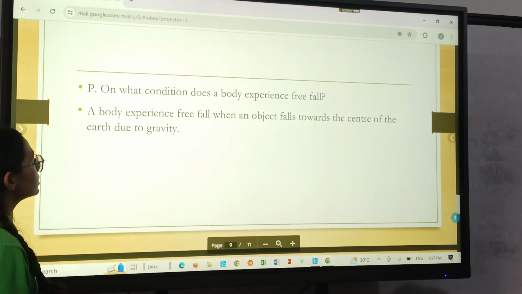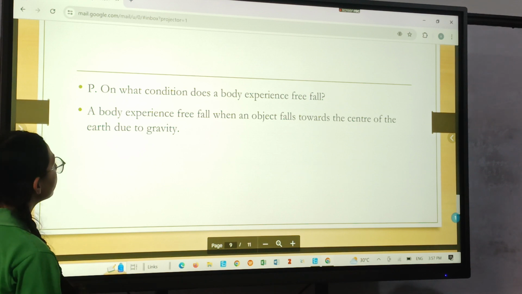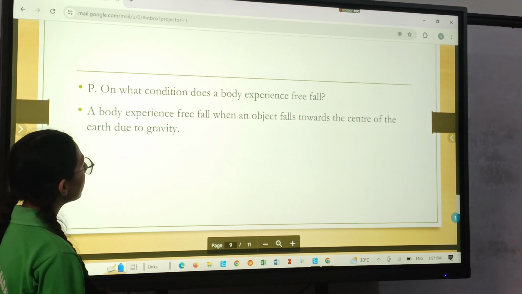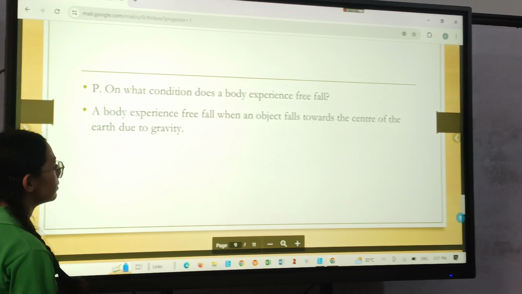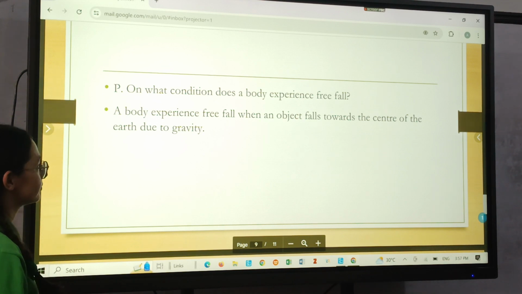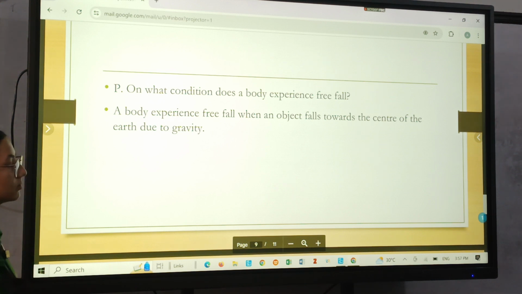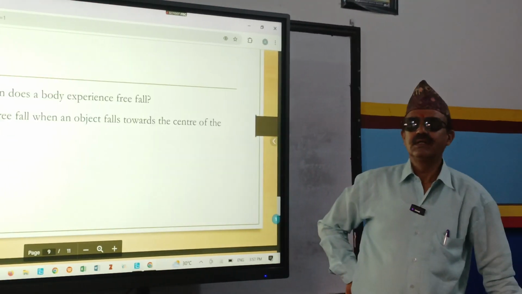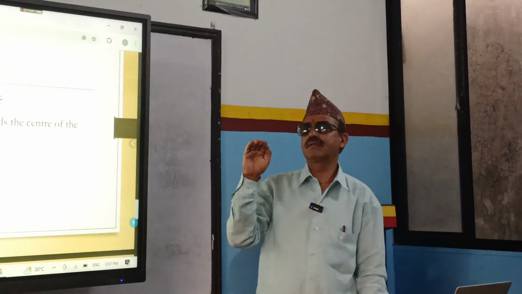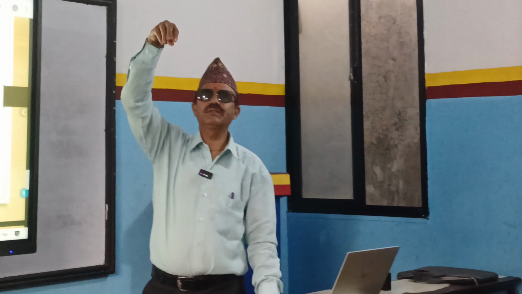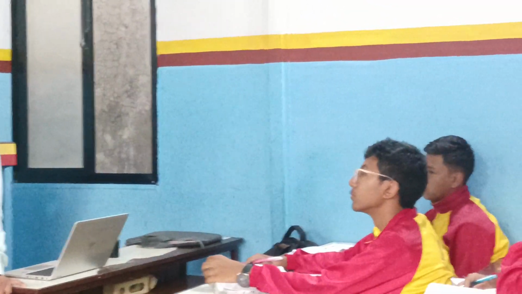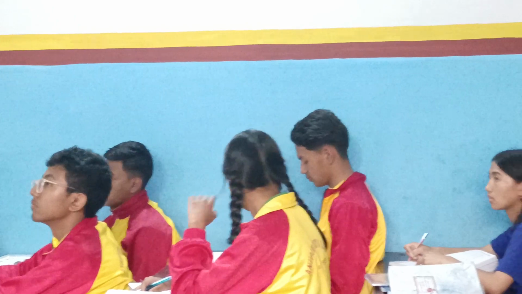On what condition does a body experience free fall? A body experiences free fall when an object falls towards the center of the heavenly body due to gravity, where there is absence of air resistance. Suppose somebody jumps down from up, then that is also not free fall because there is air, and air blocks or decreases the acceleration of that body. Okay, next.